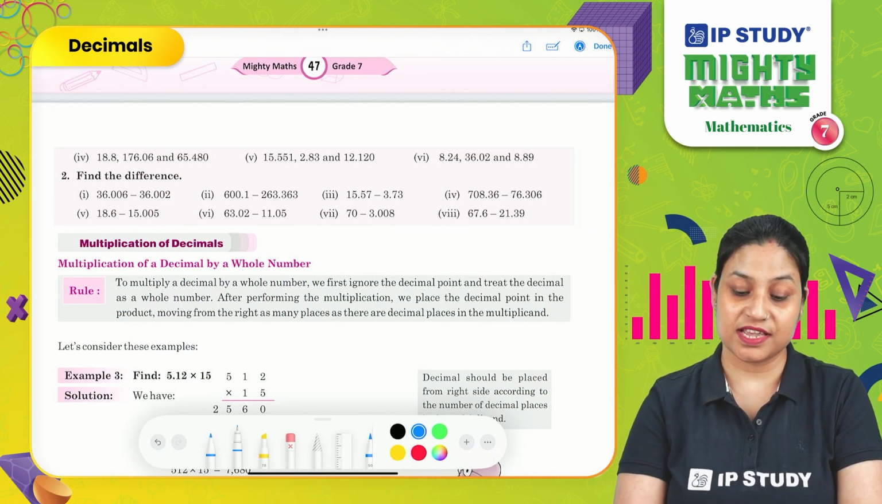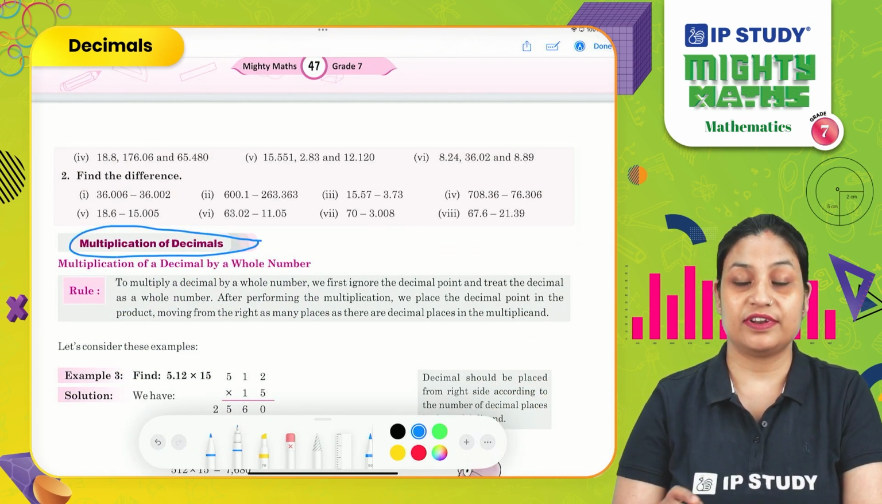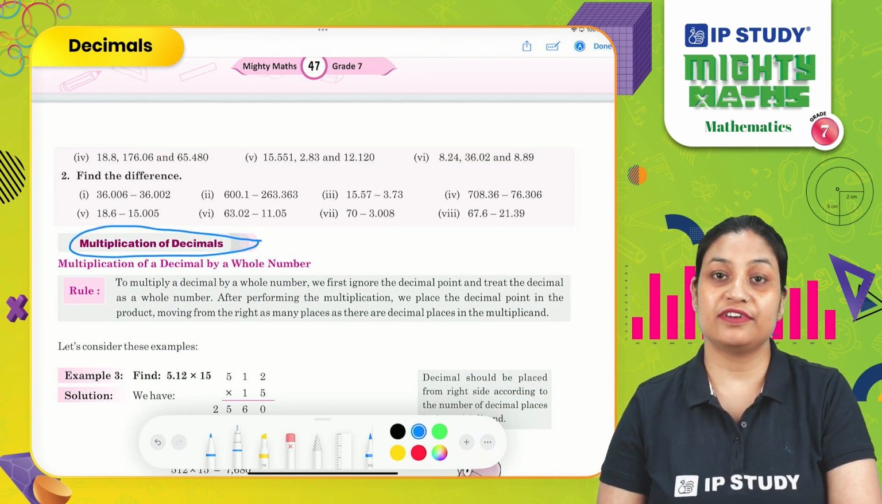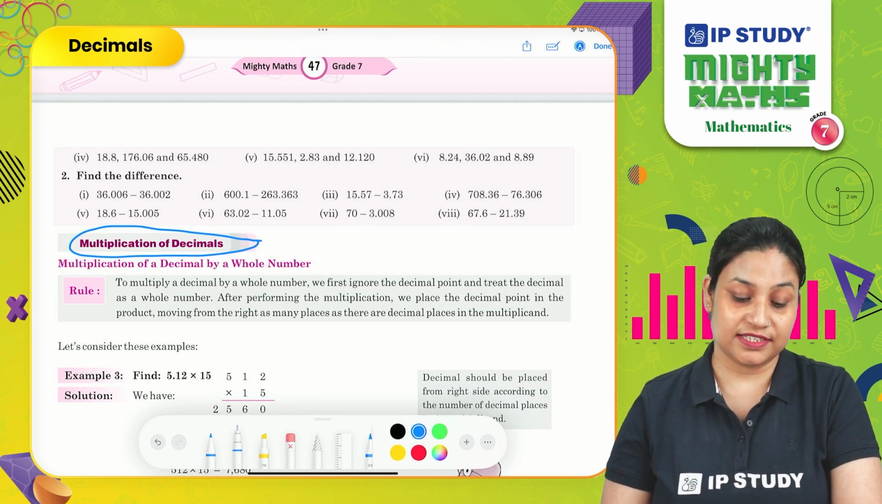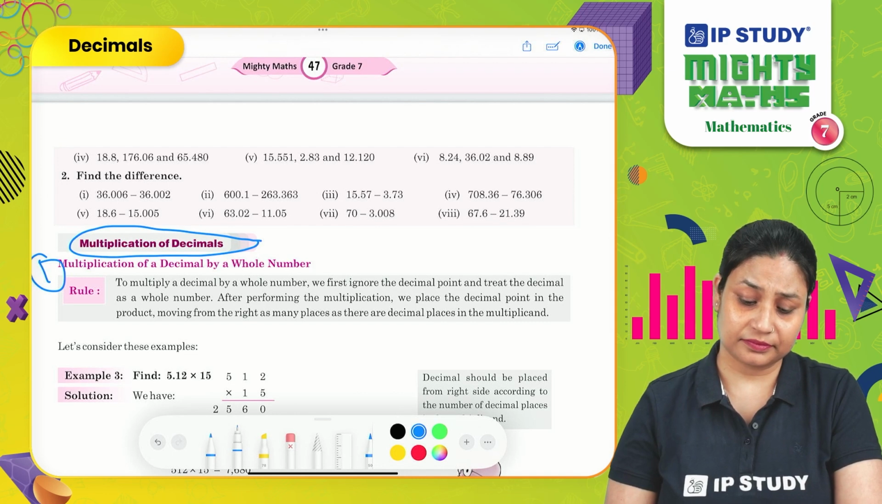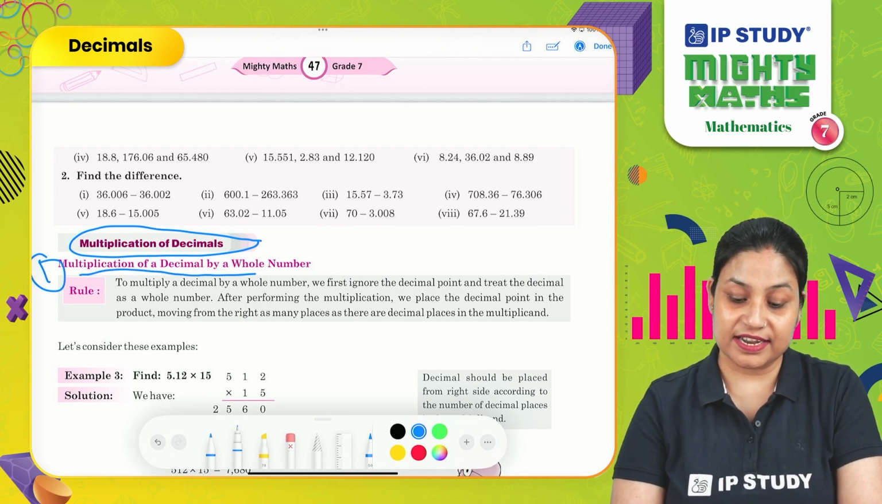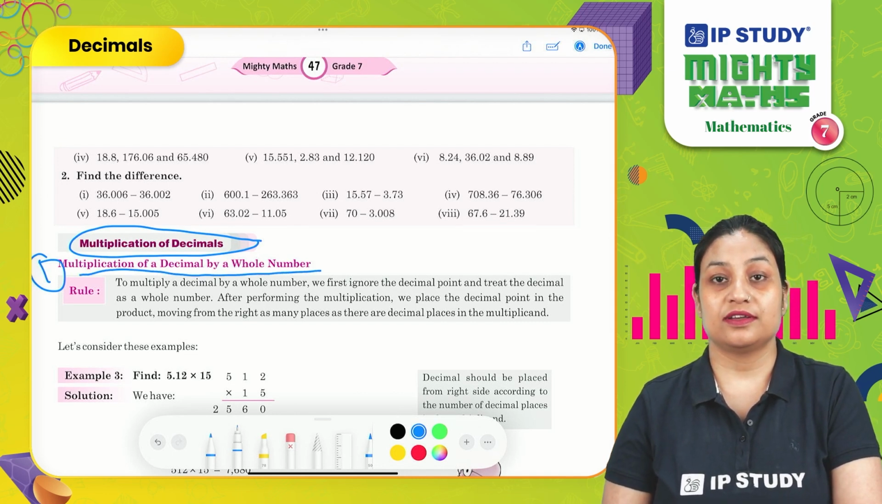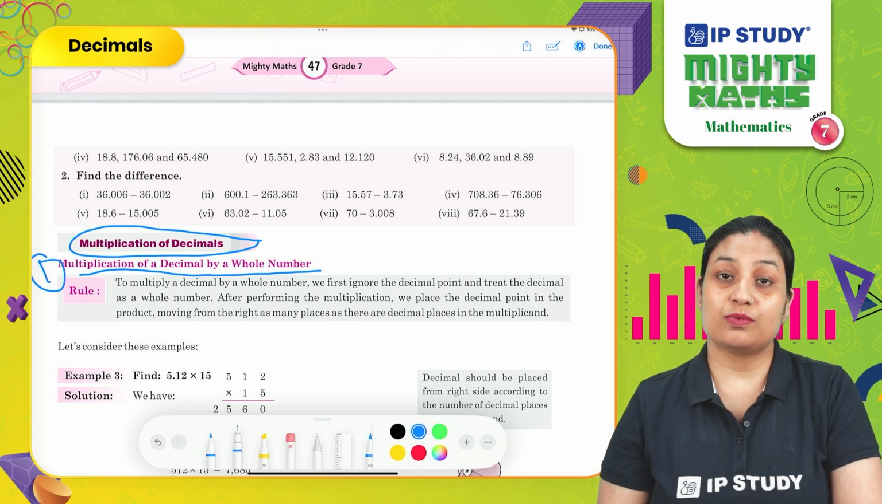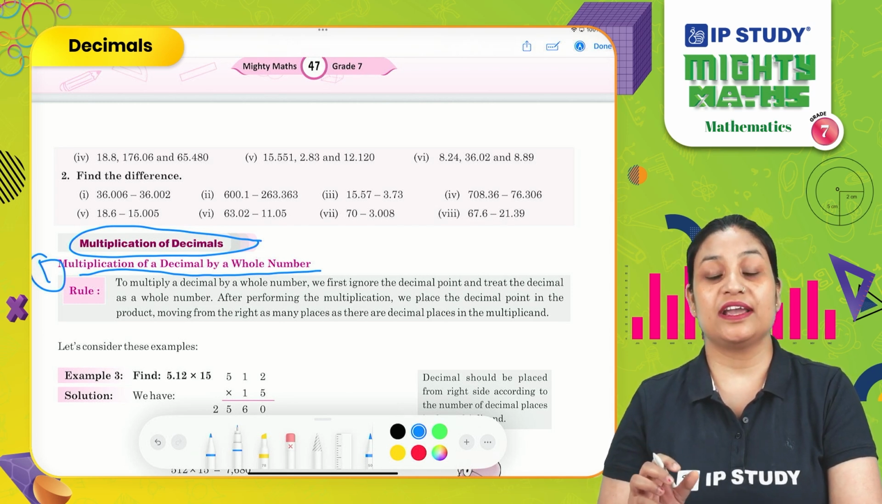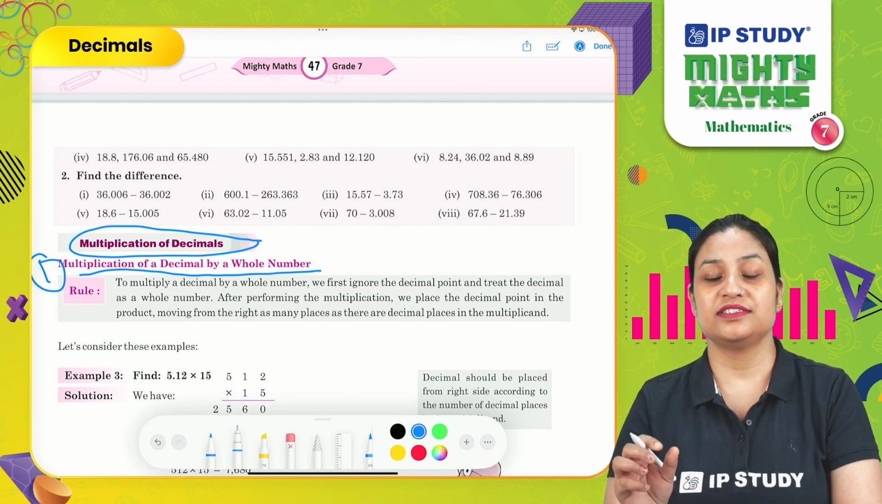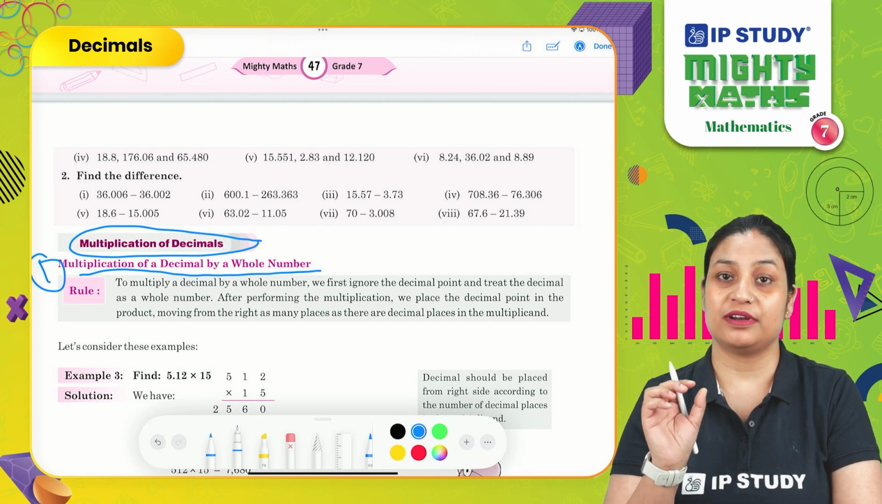The next topic is multiplication of decimals. So we will study different cases over here, different scenarios. So let's take the first case. The first case is how to multiply a decimal number by a whole number. So how we are going to do that? Whenever you're multiplying a whole number with a decimal number, just forget about the decimal point in the decimal number.